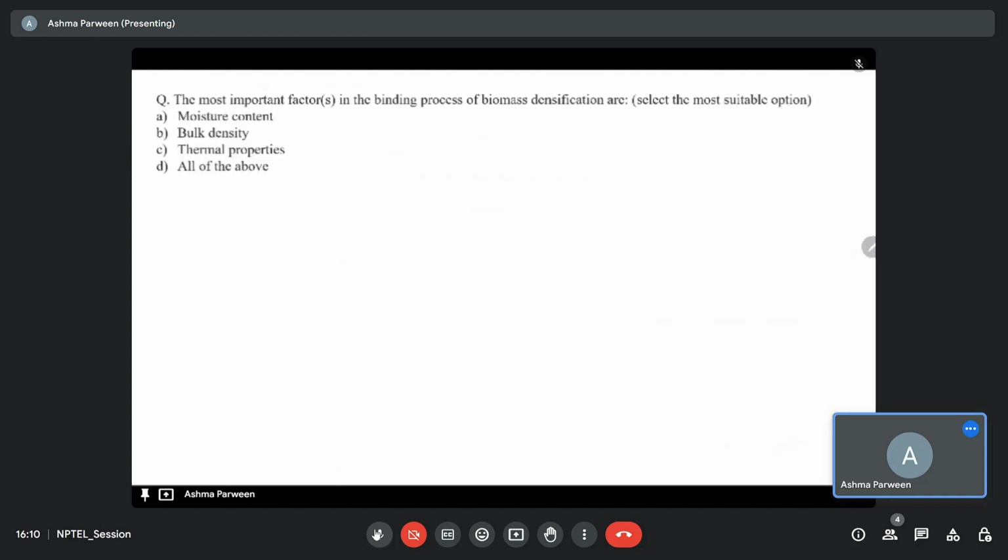So the question is, the most important factors in the binding process of biomass densification are, select the most suitable option. Only one option is correct, so we have to select which are the most important factors for binding of the biomass. First is moisture content, next is bulk density, C is thermal properties, or D, all of the above. So again, I will give you all 3 minutes. Just take your time and write the correct option in the chat box.